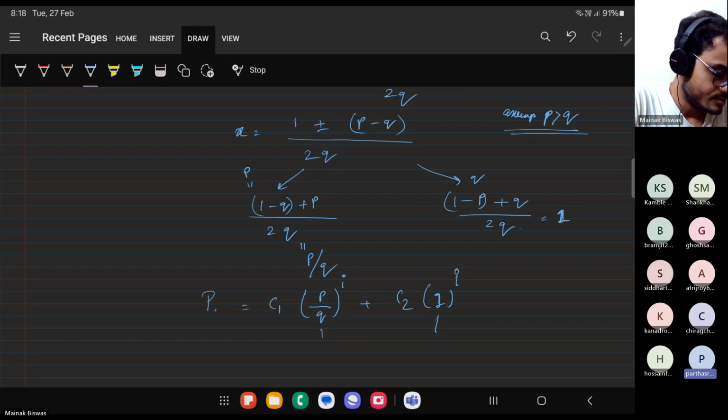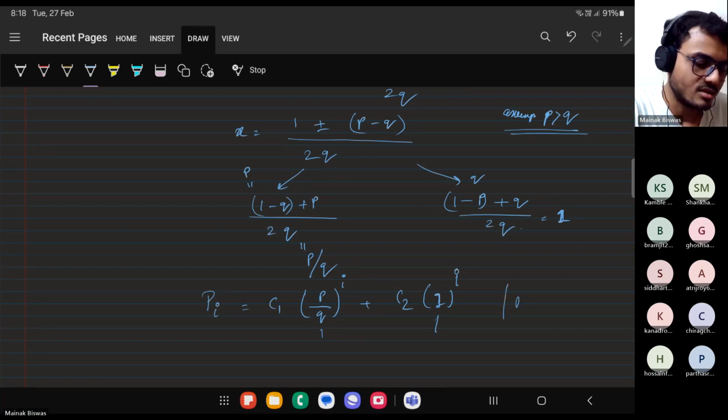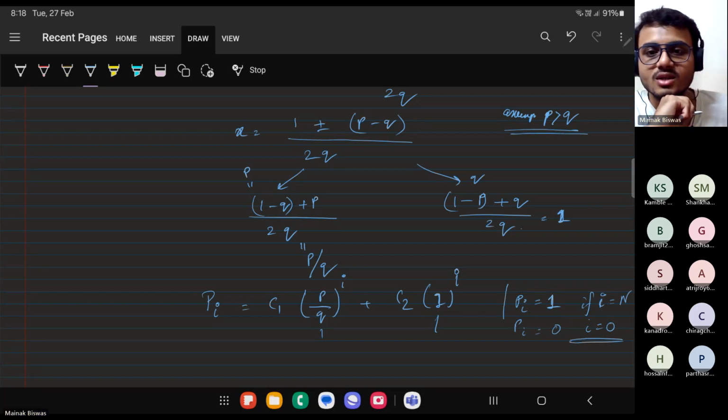I will put the base cases over here. What are the base cases? Pi is equal to 1 if i equals n, and Pi equals 0 if i equals 0. I'll get two equations and solve for them. So the idea is not to show you the algebra over here.